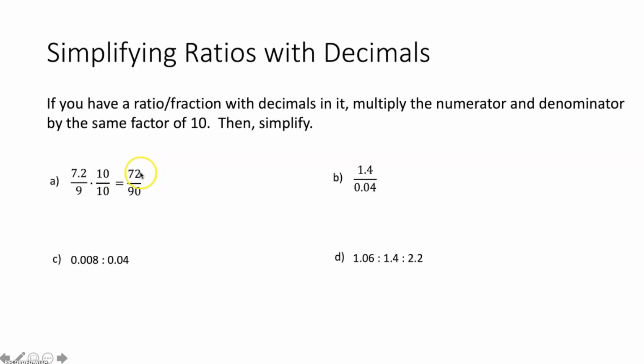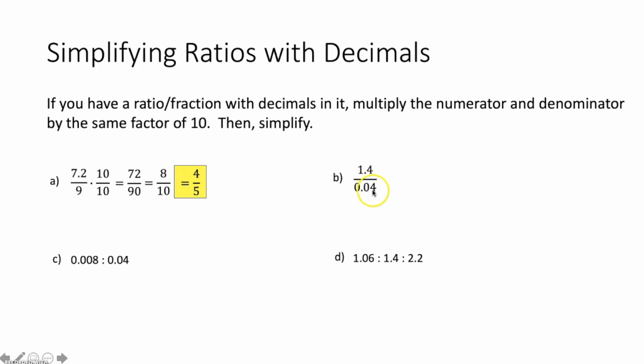Now I can simplify this. 72 over 90, I think each of these are divisible by 9. So when I do that, I end up getting 8 over 10. And now I can simplify this a little bit further. 8 and 10 are both divisible by 2, so I can divide each of those by 2, and I end up getting 4 over 5. So 7.2 over 9 actually simplifies down to 4 over 5.